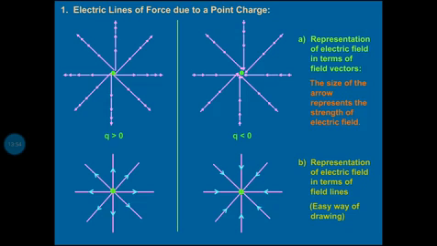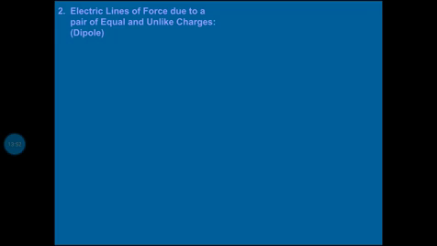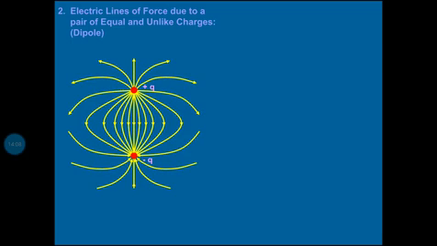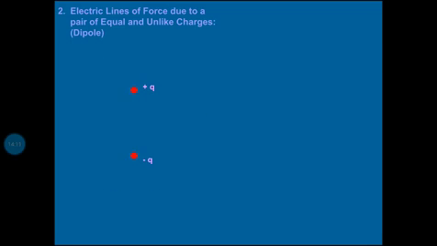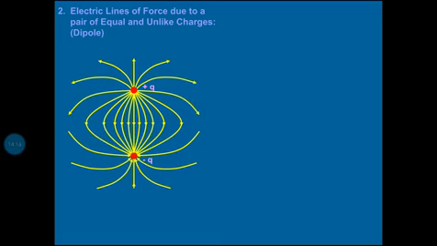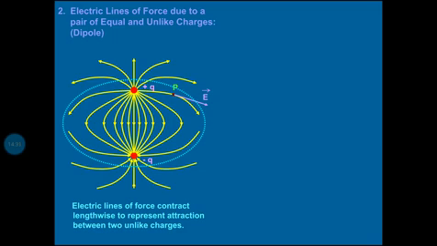Now, electric lines of force due to a pair of equal and unlike charges, that is a dipole. So what is a dipole? Here you can see two charges, minus q charge and plus q charge. If they are separated by a distance, then the field lines will be of that nature. So you can see the electric field vector direction in the figure, and we can see there is also spherical symmetry there. So electric lines of force contract lengthwise to represent attraction between the unlike charges.